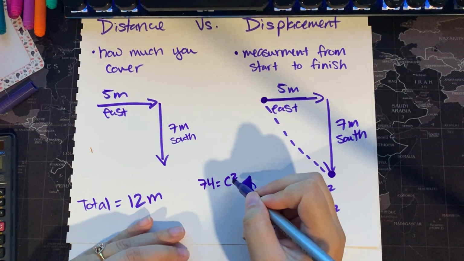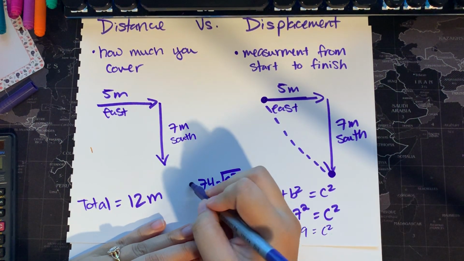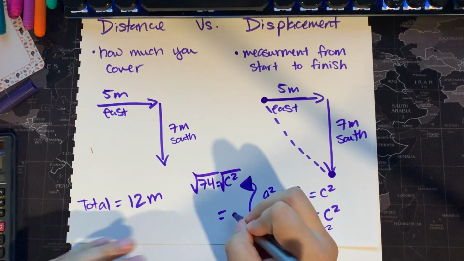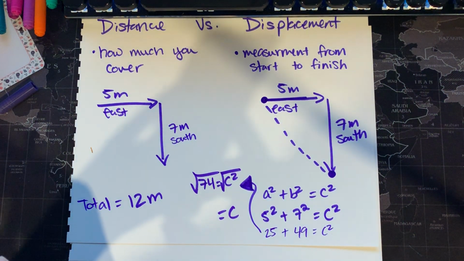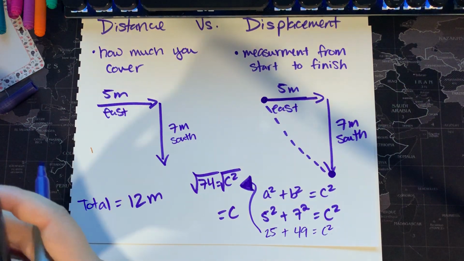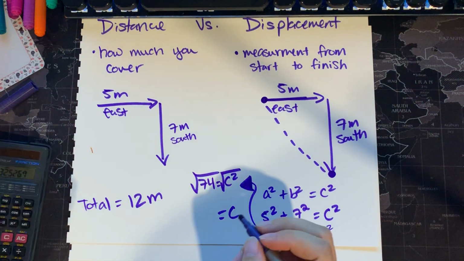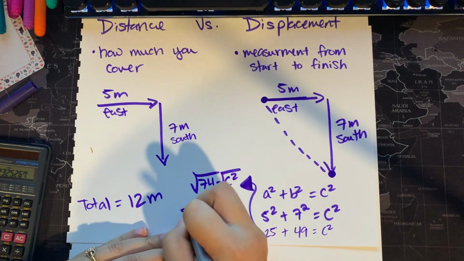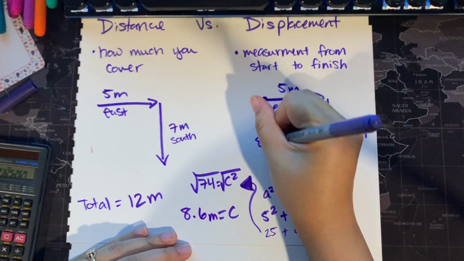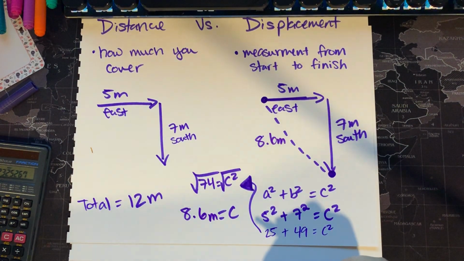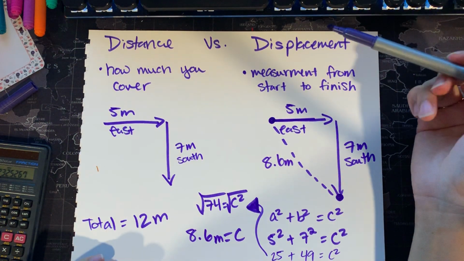Now because it's squared, remember you have to do the square root to get that distance by itself. Okay. So c by itself, all you do is take the square root. So shift square root, put it in your calculators. Okay, it's about 8.6 meters. Okay, that is our answer. So distance versus displacement.